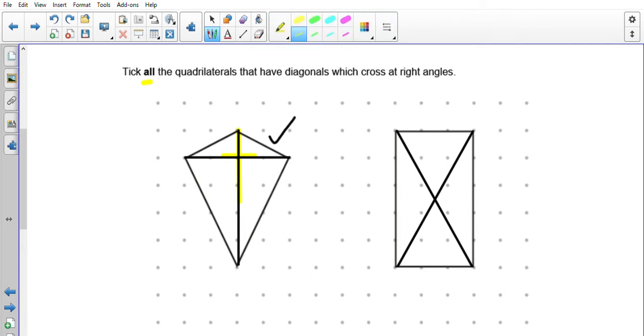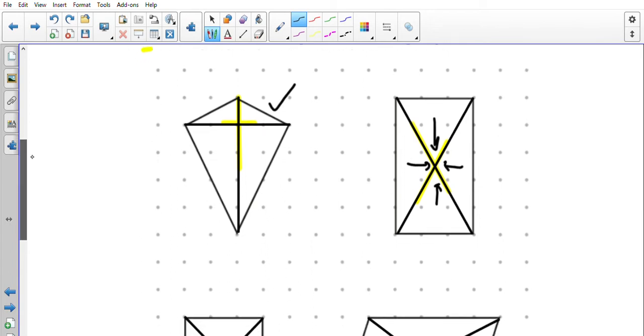If I look at my diagonals here, I can see that those are not right angles. I can see that the top and bottom angles here and here, they're going to be the same, but those are going to be acute. I can see that the side angles here, these are going to be the same, but those are going to be obtuse. So that doesn't need a tick.